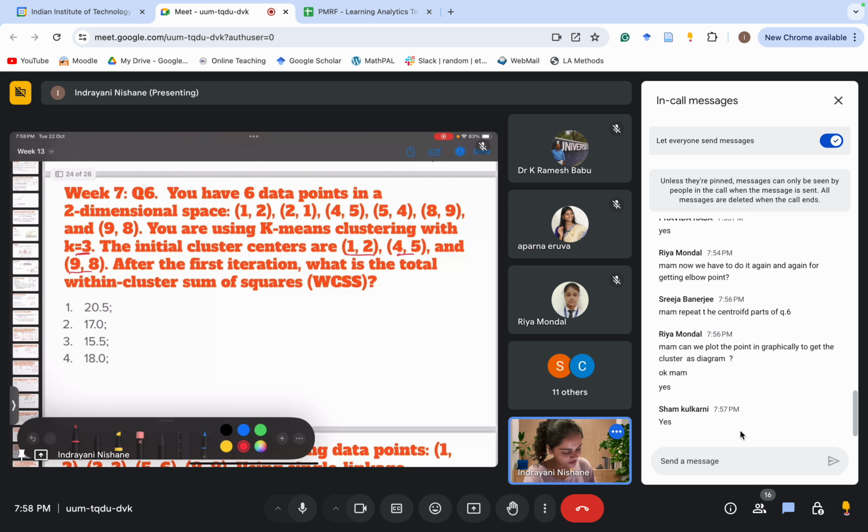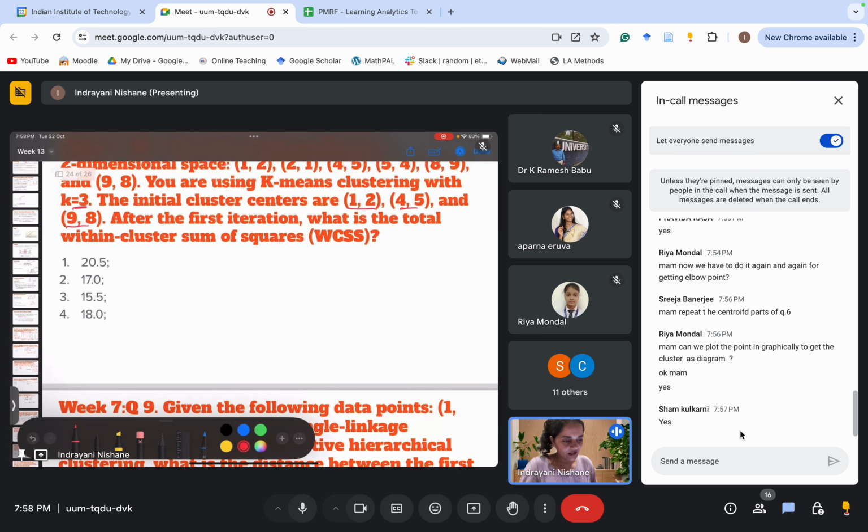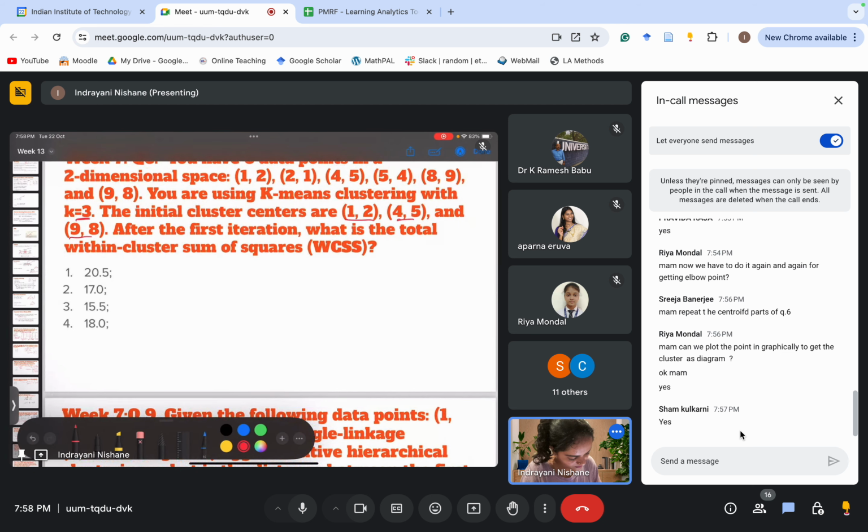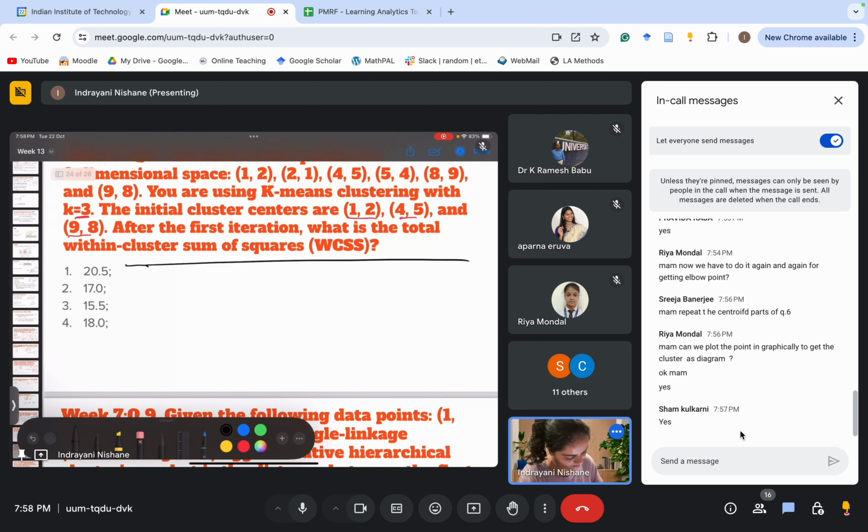For this question we will again make a table. So let me just see the data points. Let's take this black color. We will write down the data points first: 1 comma 2, 2 comma 1, 4 comma 5, 5 comma 4, 8 comma 9 and 9 comma 8.